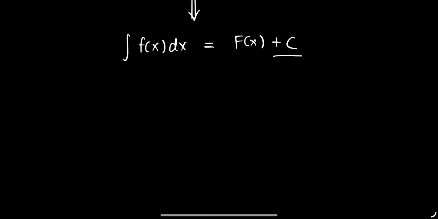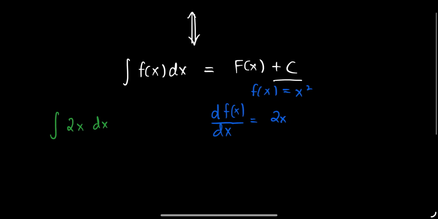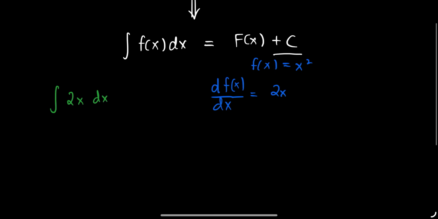So let me give one example. Let's say we are asked to integrate 2x dx. What do we do? We know that if we differentiate, so let's say f(x) is equal to x squared, we know that df(x) with respect to x is equal to 2x. So using this formula, if we differentiate f(x), we get 2x. And if we integrate 2x, we get x squared plus c. And c is the constant of integration.